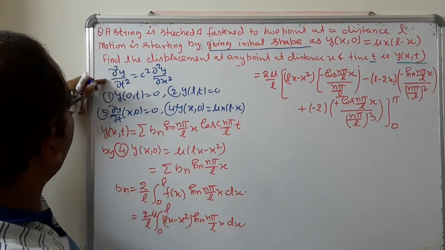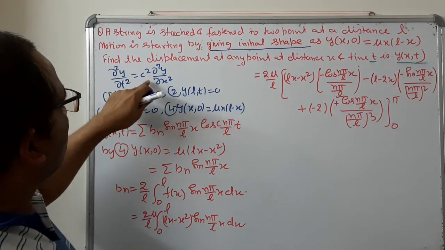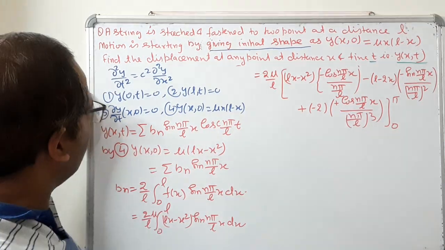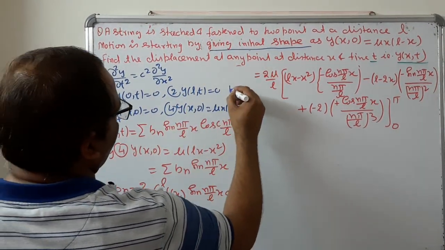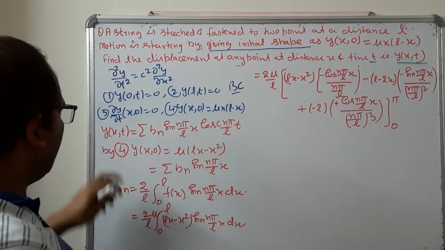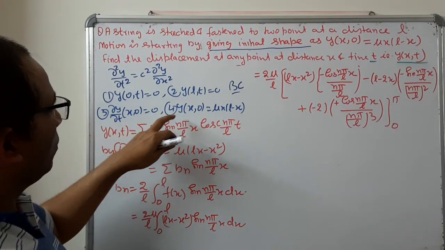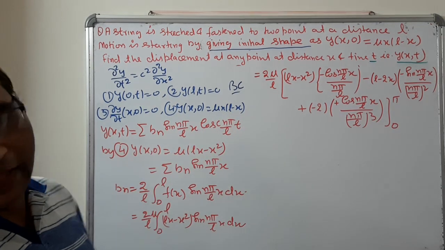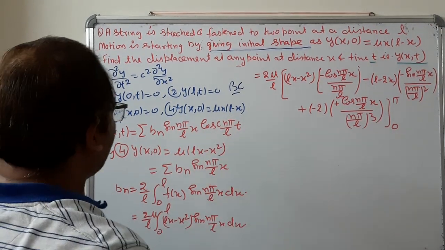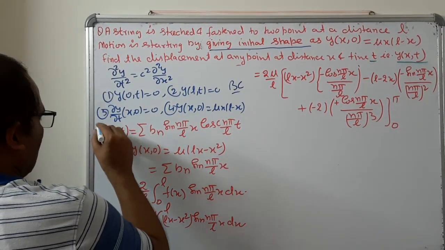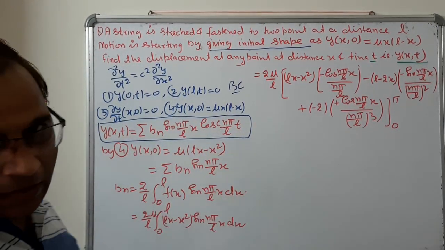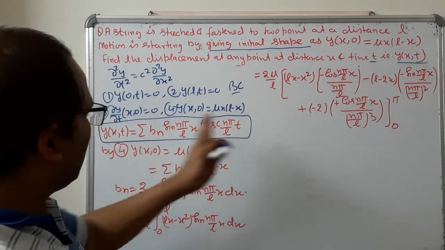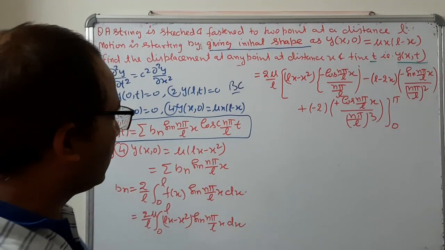So the differential equation is del square y upon del t square equal to c square del square y upon del x square. First condition is y of 0,t equal to 0 and y of L,t equal to 0, boundary conditions. And then del y by del t at t equal to 0 is 0, and y of x,0 is mu x (L minus x). These are the four conditions, right? Then write the type A solution up to this one. As I said earlier, write up to this solution. In all questions this will be same.